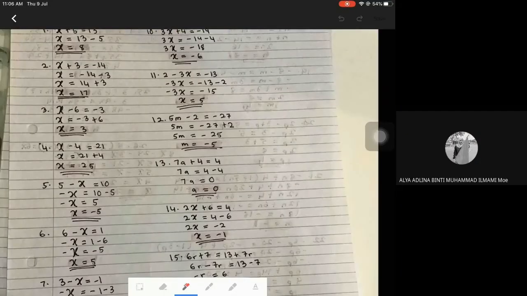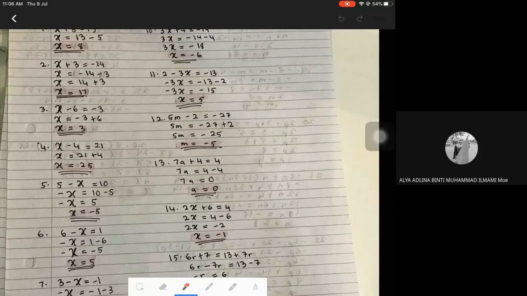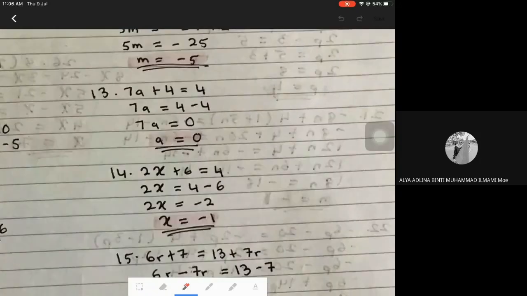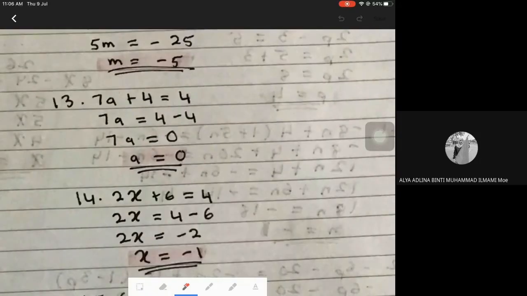Number berapa tadi? Number 13 kan? Cepat juga kita bincang ni. Alright. 7A yang tadi ni. Okay, ni betul lah macam ni ya. Bagi jawapan equals to 0. Okay, number 14.